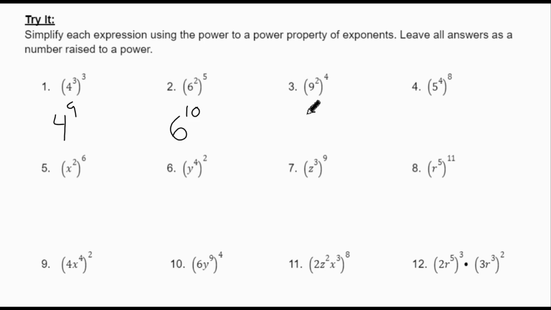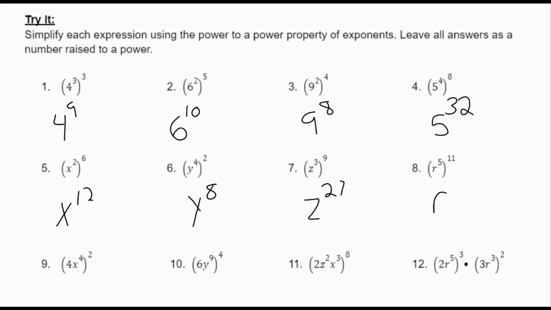9 squared to the fourth would be 9 to the eighth. 5 to the fourth to the eighth would be 5, 4 times 8 is 32, so 5 to the 32. Now with variables, again, nothing's going to change. My variable is the base. X squared to the sixth power would be x to the 12th. Y to the fourth squared would be y to the eighth. Z cubed to the ninth would be z to the 27th. R to the fifth to the 11th would be r to the 55th.